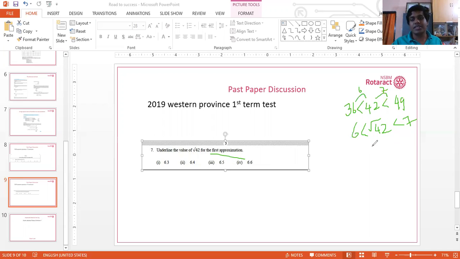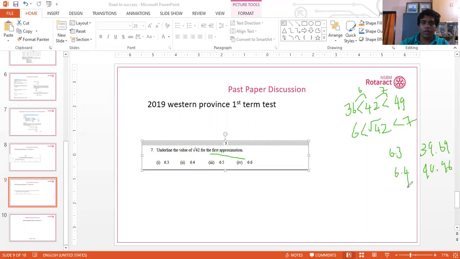So which decimal places is the question? If we can move on to 6.3, it will be better. Let's take 6.3. 6.3 into 6.3 will give you 39.69. 6.4 will give you 40.96.